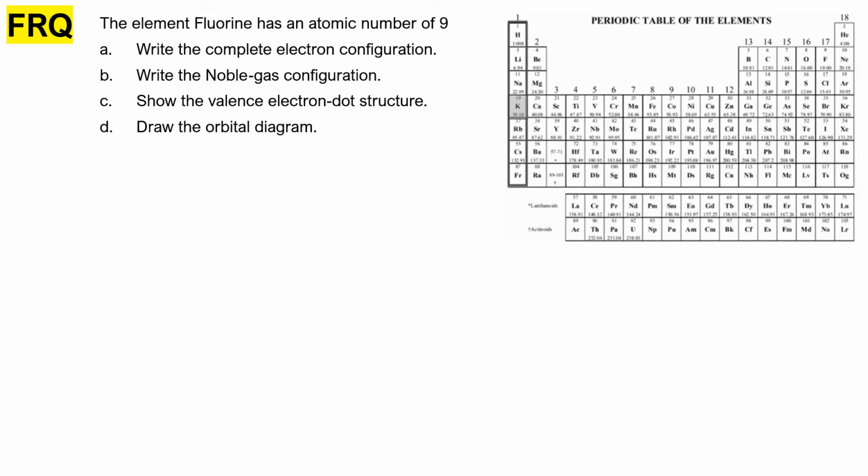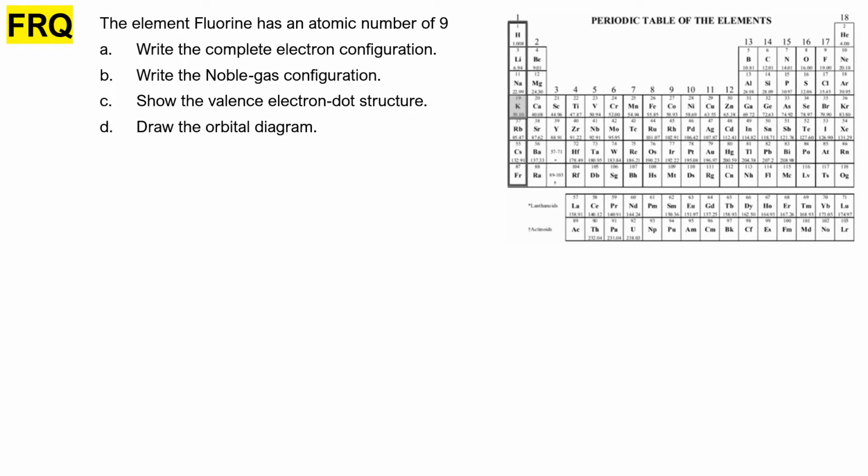In these free response questions, letters A to D have corresponding marks. If you write the complete electron configuration of fluorine correctly, you will get 2 marks. If you write the noble gas configuration, another 2 marks. If you show the valence electron dot structure of fluorine, another 2 marks. And if you draw the orbital diagram of fluorine correctly, also 2 marks. For this question alone, you will be earning 8 marks. So let's try to start.